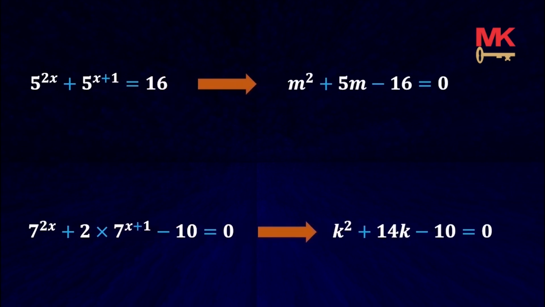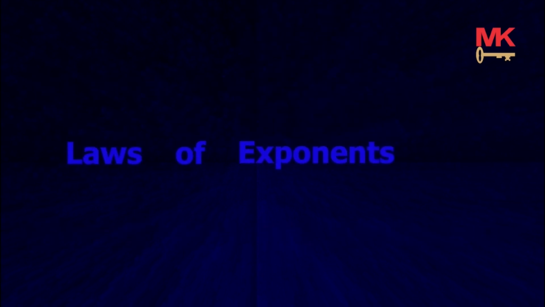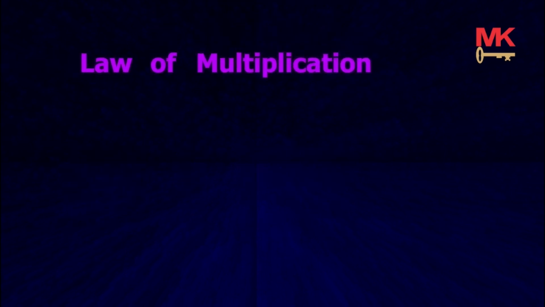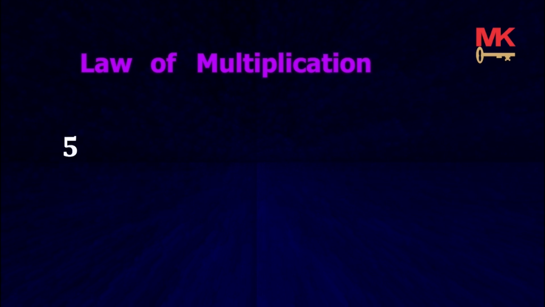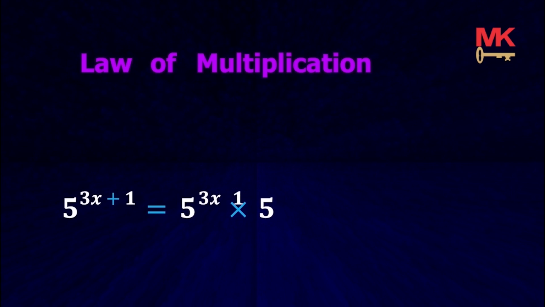Before we go straight into problem solving, we need to play around a few laws of exponents or indices for the sake of our beginners in this topic. This law states that whenever numbers are being multiplied in such a way that their bases are all the same, then we take one of the bases and assign to it the sum of the entire exponents to obtain 4 exponent 9. Hence, we can also write that 5 exponent 3x plus 1 is also the same as 5 exponent 3x times 5 exponent 1, which can now be written in this form, since 5 exponent 1 means ordinary 5.